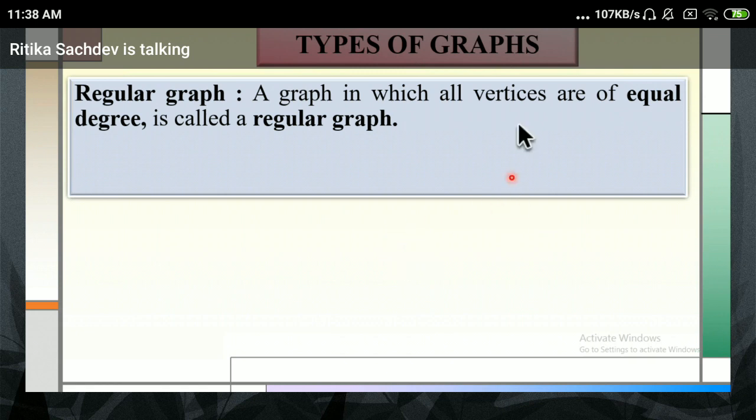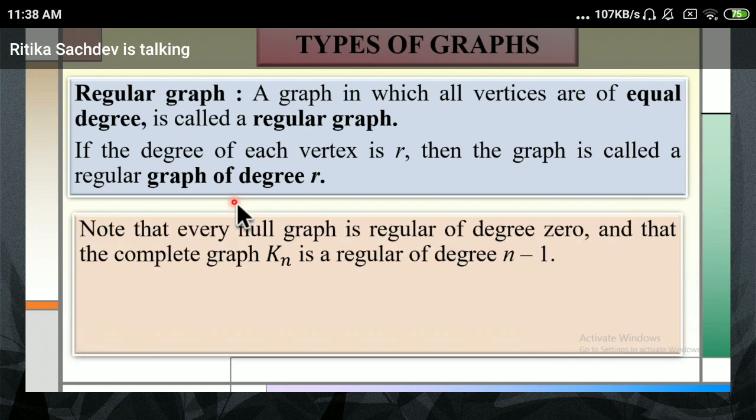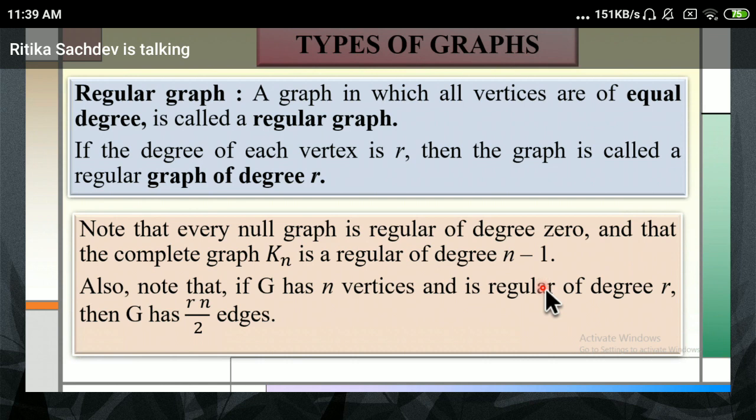Then we are talking about regular graphs. A regular graph simply says that each and every vertex should have the same degree. A graph in which all the vertices are of equal degree is called a regular graph. And if the degree of each vertex is r, then we call it an r-regular graph, or a regular graph of degree r. So in this case, Kn is a regular graph of degree n minus 1.